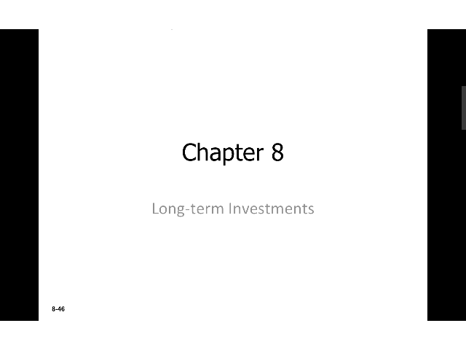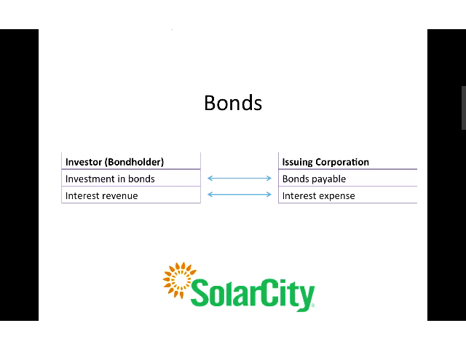I can also own bonds. Okay, so bonds, there are two parties to every bond. A bond is a promise to pay. So we have a bondholder who has an investment in bonds, which is an asset, and earns interest revenue, and we have an issuing corporation, which has bonds payable, a liability, and interest expense.